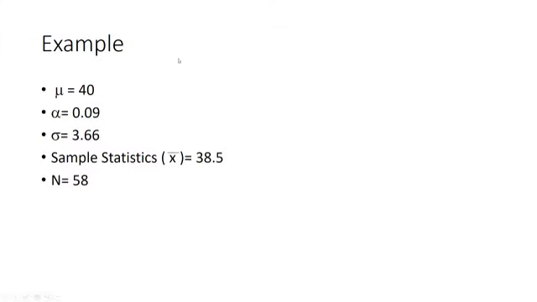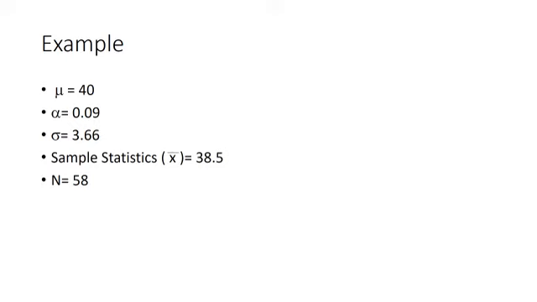In this particular example, you have a population mean of 40, a level of significance of 0.09, a standard deviation of 3.66, a sample statistic, also known as X-bar, of 38.5, and a sample size of 58. Once again, depending on what your given scenario is, you will either have to compare your p-value to your level of significance, or you will have to compare your standardized test statistic, Z, to your critical values. Please note that your critical values were shown in a previous video.